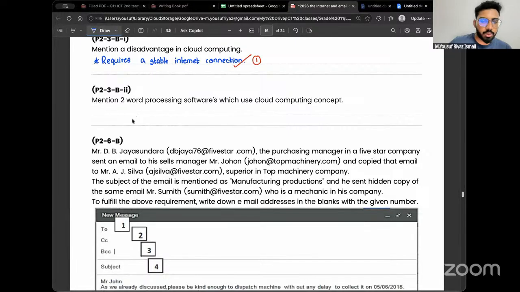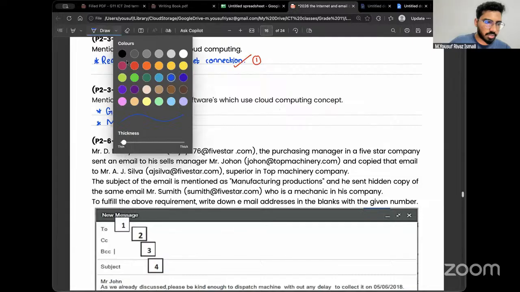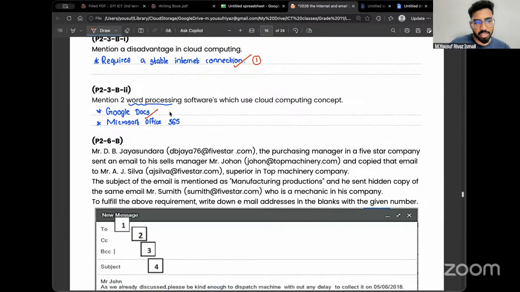Mention two word processing softwares which use the cloud computing concept. One of the famous word processing softwares that uses it is Google Docs. I told you a while ago, and apart from Docs, even Microsoft Word has the option. That version of Microsoft Word we call Microsoft Word 365. So Microsoft Office 365 or Microsoft Word 365, both are correct. MS Word 365, that's also correct. Microsoft Office Word 365 or MS Word 365, anything is correct.